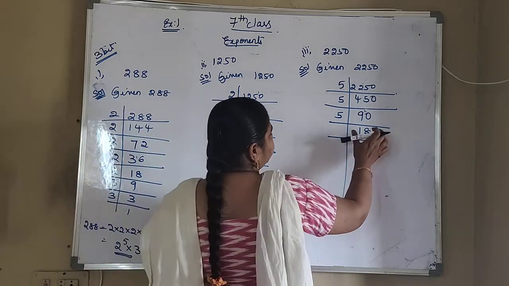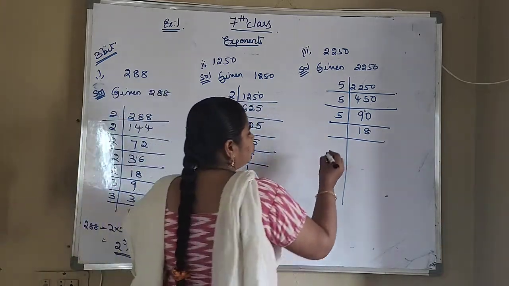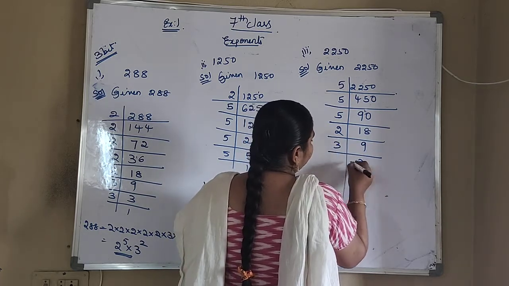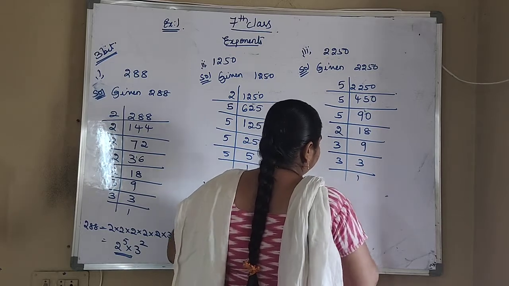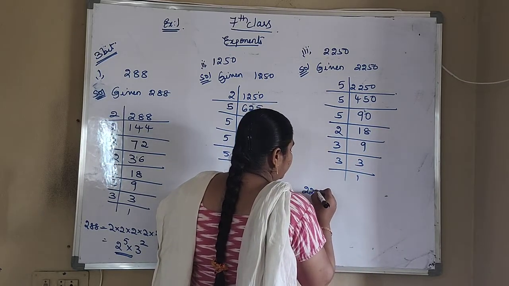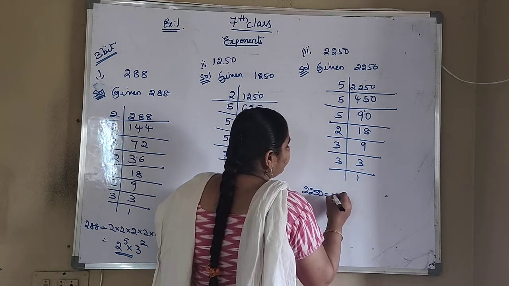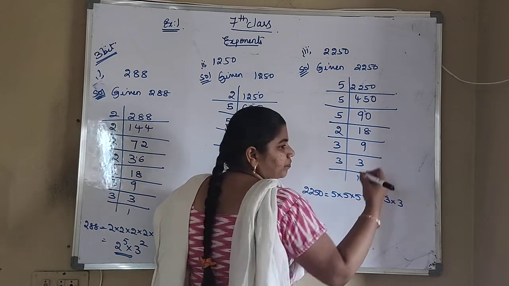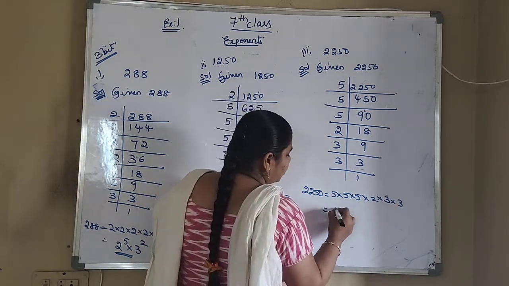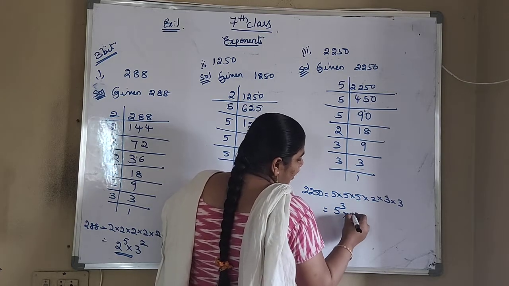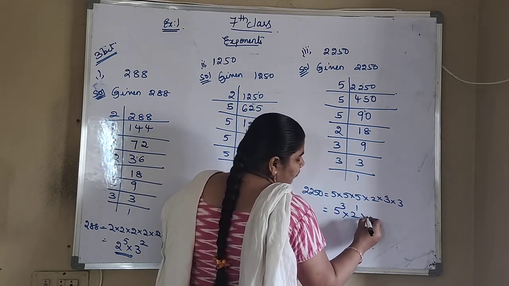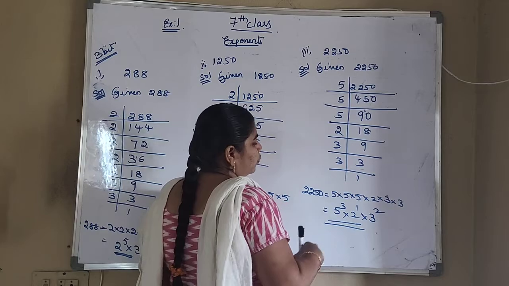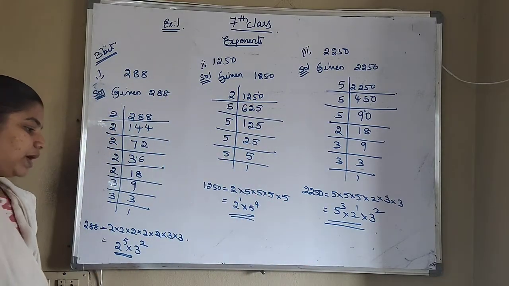Okay, next is 18. 18 will go in 2 table. So 2 9s are 18. 9 will go in 3 table. So 3 3s are 9, 3 1s are 3. So write in expanded form now. 2250 can be written in the form of 5 into 5 into 5 into 2 into 3 into 3. Okay, so 5 they have multiplied 3 times, so 5 power 3, into 2 they have multiplied only 1 time, so 2 power 1, into 3 they have multiplied 2 times, so it will be 3 power 2. So this is our exponential form. Okay, so next one.